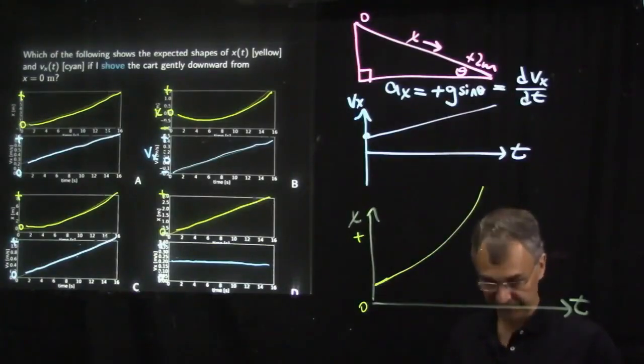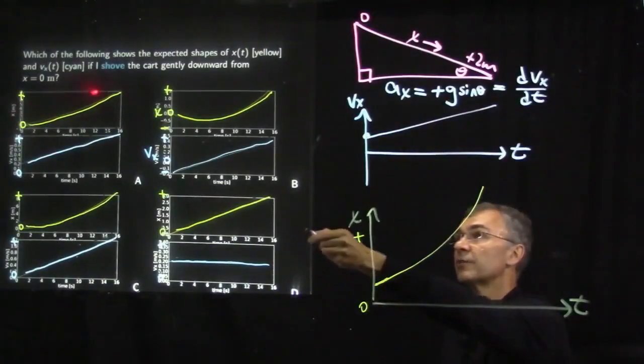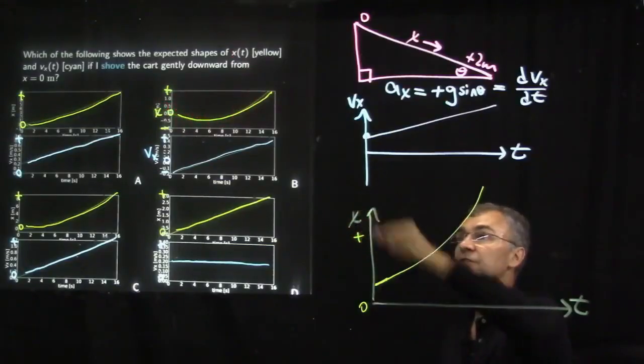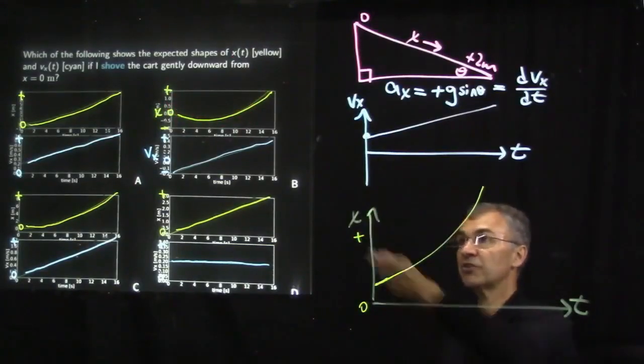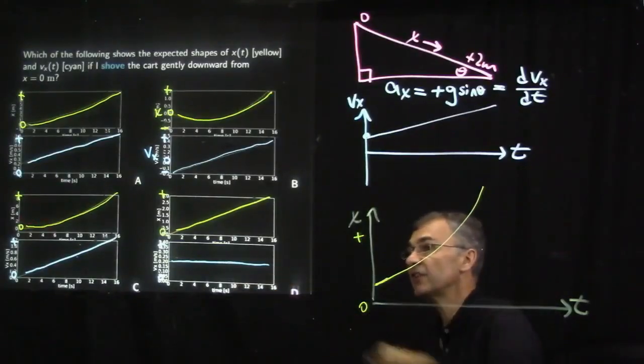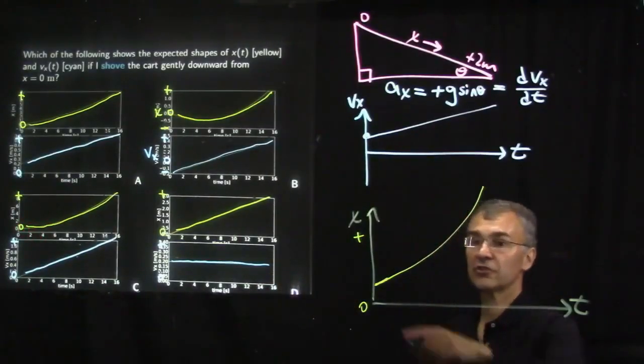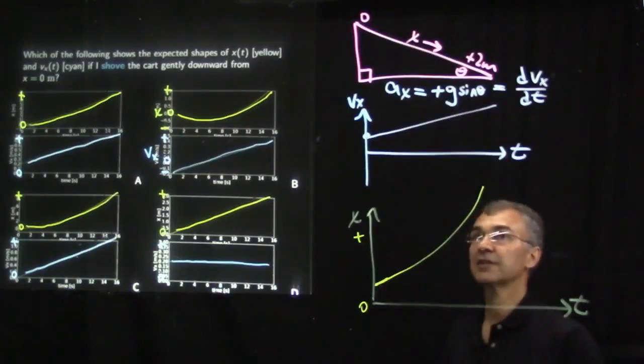So which one of these looks like that? Let's see. Here's position going from 0 to positive. Here the position decreases and then increases. I don't think that makes sense. I don't like B because the position starts out decreasing and then increasing. I don't think I like C either because the slope starts out close to 0. And I think this slope should start out positive because we gave it a shove downhill.